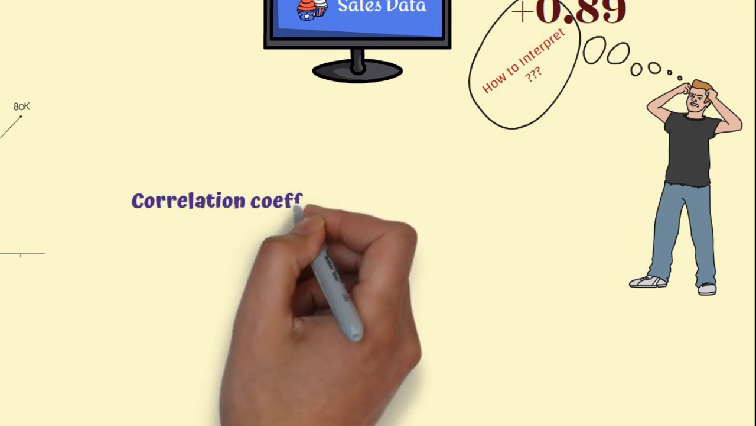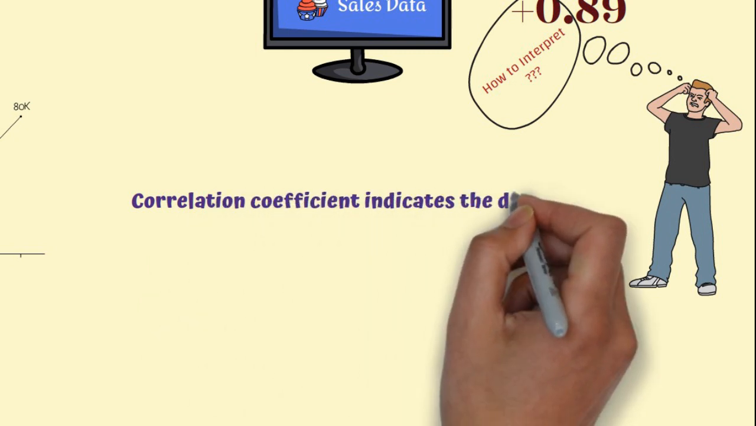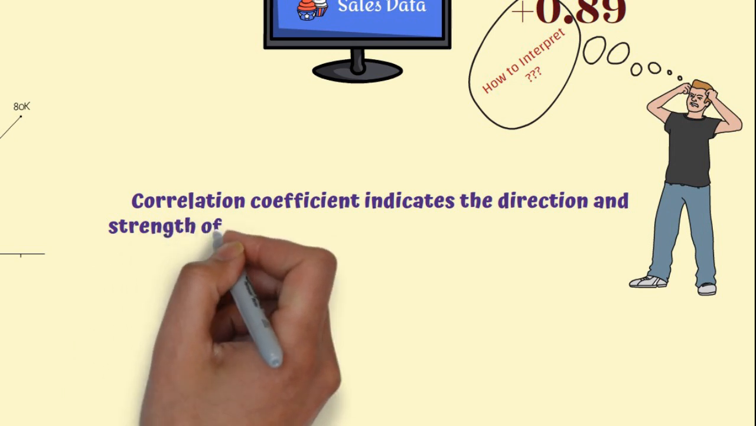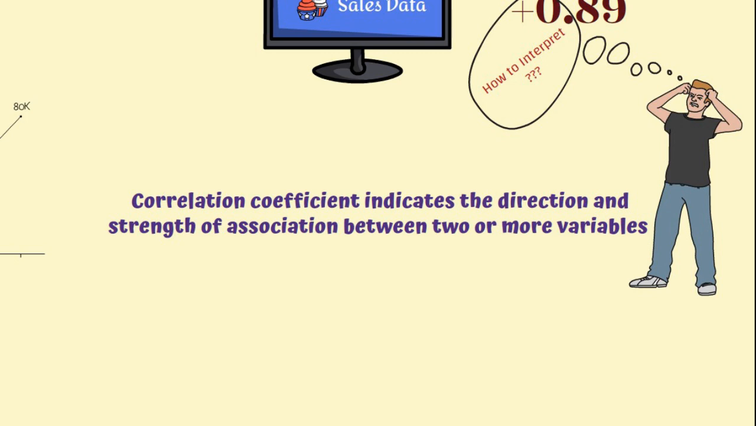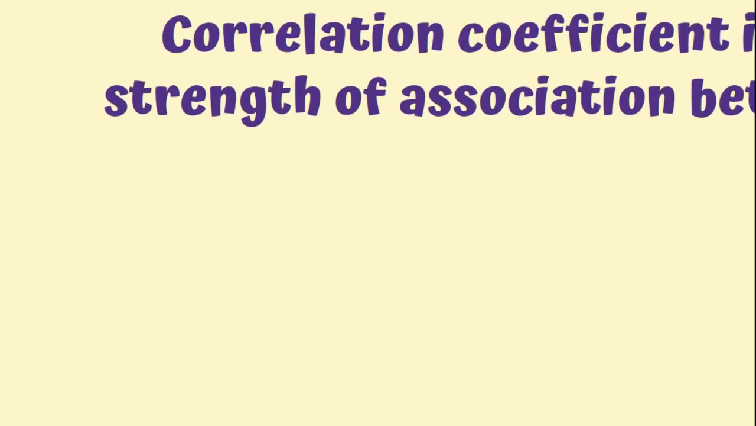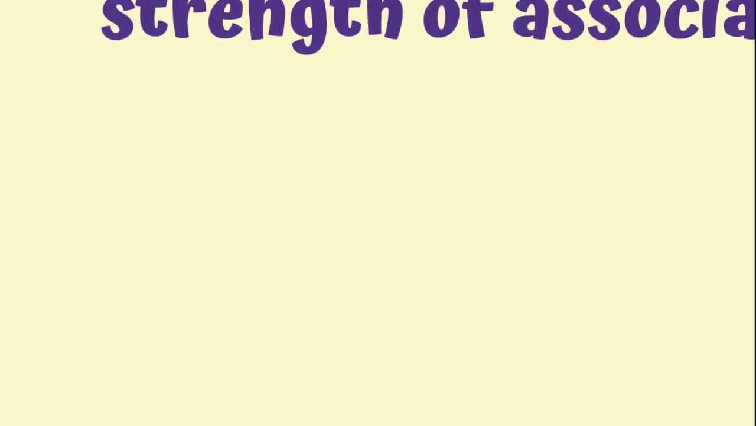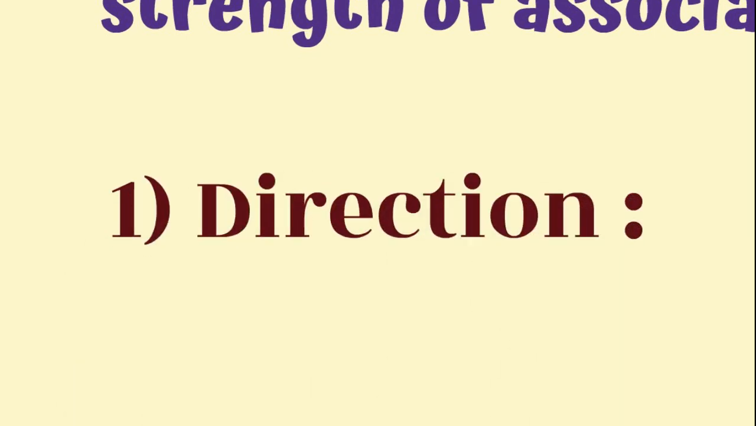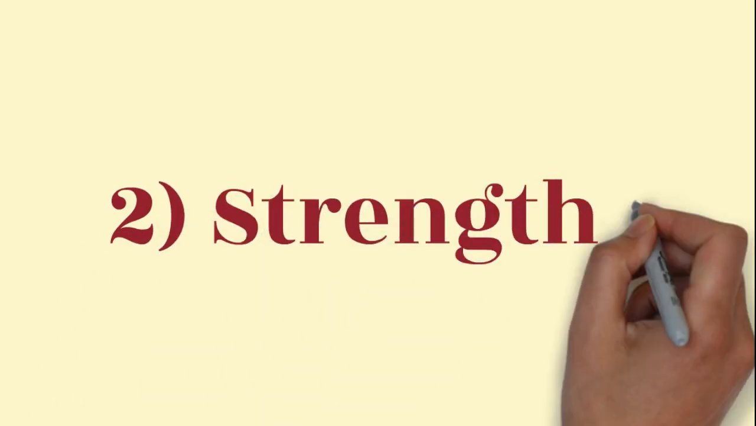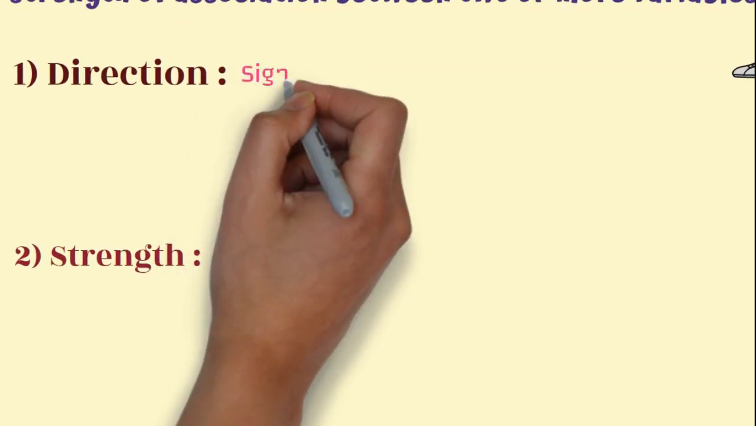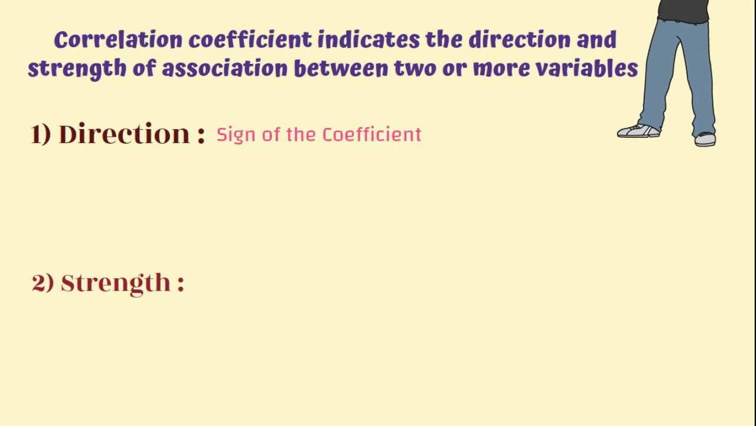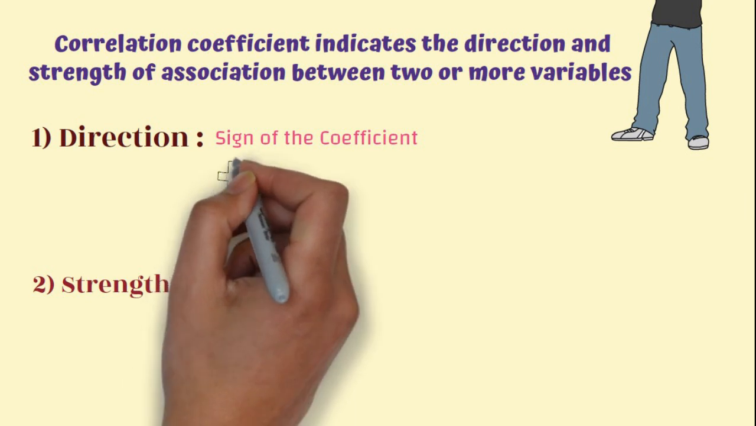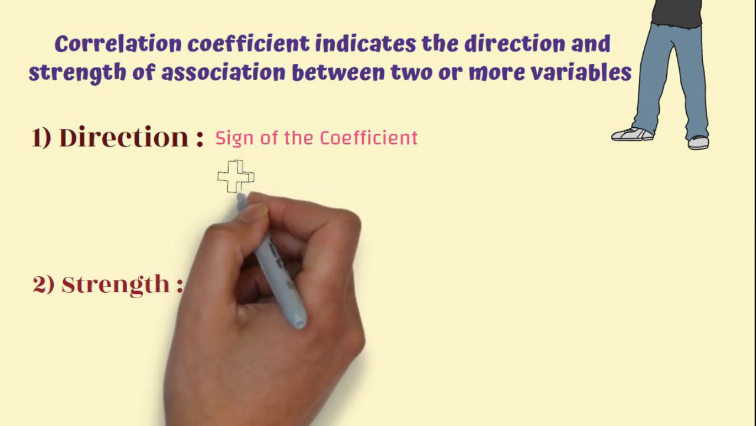Remember, a correlation coefficient indicates the direction and strength of association between two or more variables. That means we have to interpret the value in two dimensions. First, the direction, and the next, the magnitude or strength of association. The direction of association is indicated by the sign of the coefficient. Therefore, the association could be positive or negative.